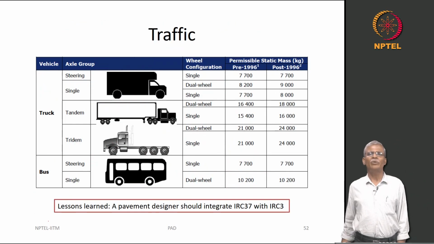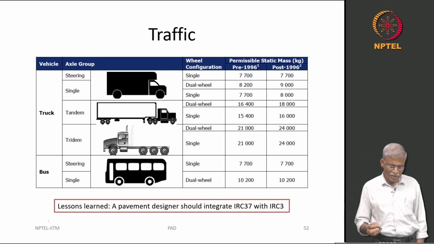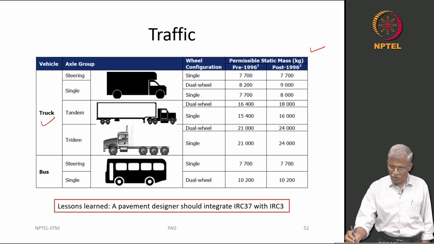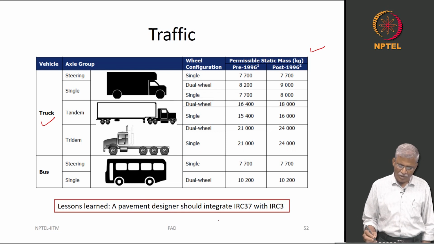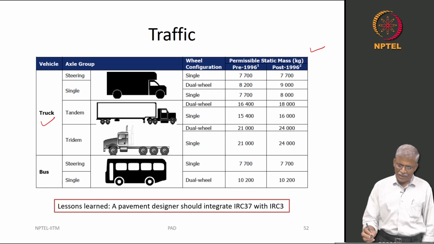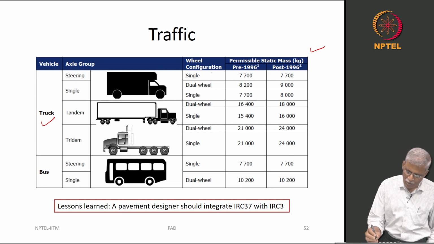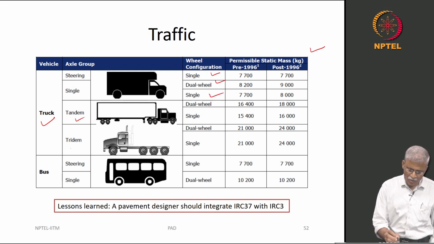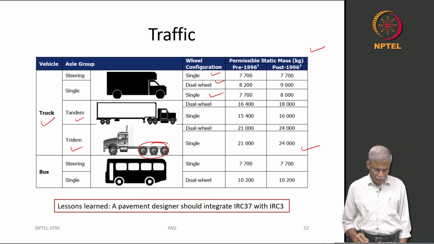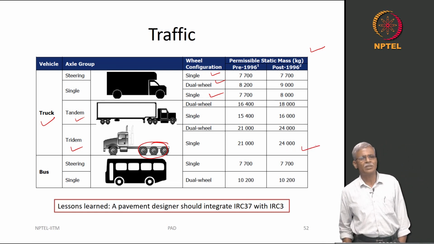Okay. So, when we now continue talking about the traffic, you can have the truck here, and the static mass weight is given here for each of these. You can have a typical truck with steering axle and single axle, and that it could be single, dual wheel, single, and similarly you are talking about a tandem as well as a tridem that you see here, and what are all the wheel configurations and the associated weights are given here. Now, similarly for bus it is given here.